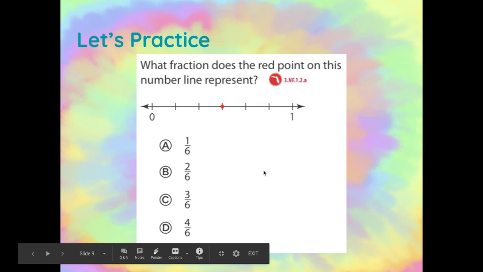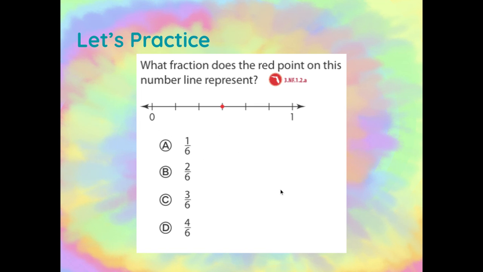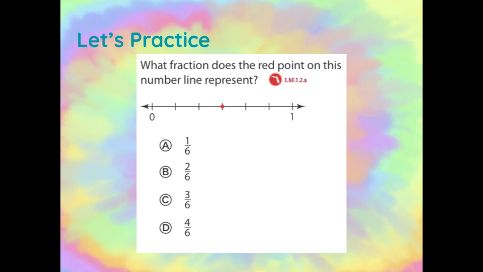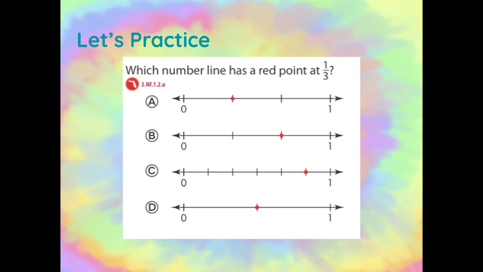So we can't get rid of any of these answers because they're all cut into sixths. Now I'm going to go from 0 to our point to find our numerator. 1, 2, 3. So our fraction is 3/6 on this number line. 3/6.